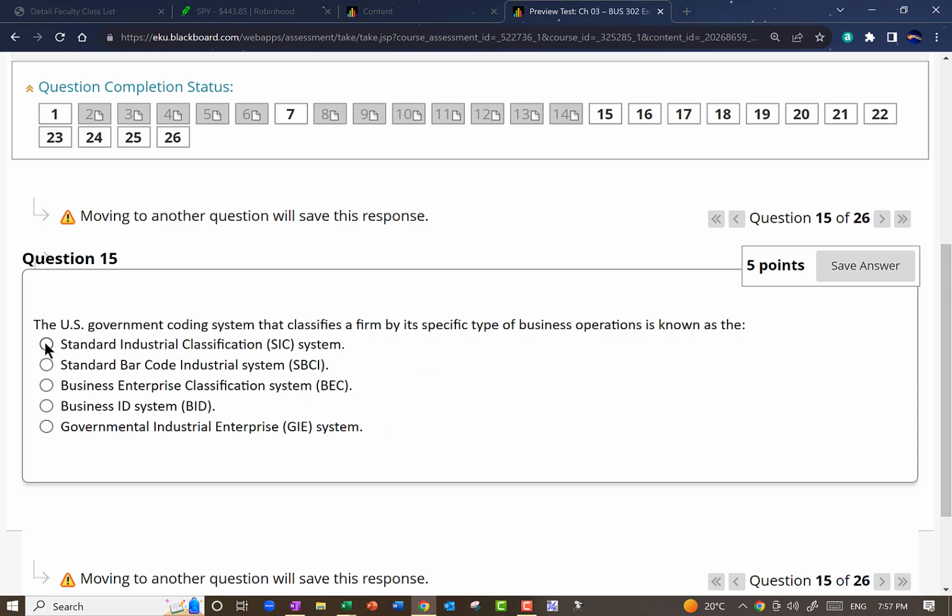I think it's this one. I didn't talk about it in class, but it's in the book. Read the book.